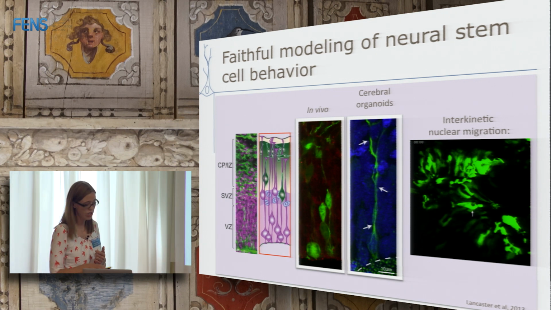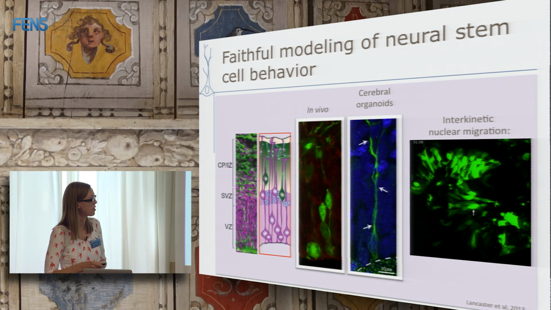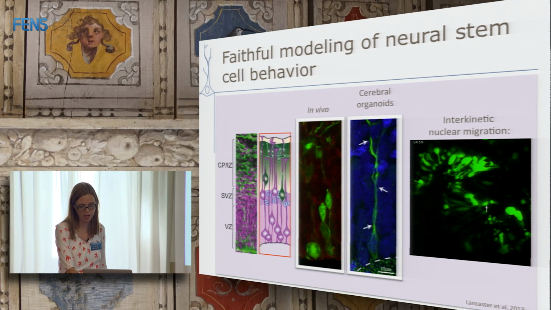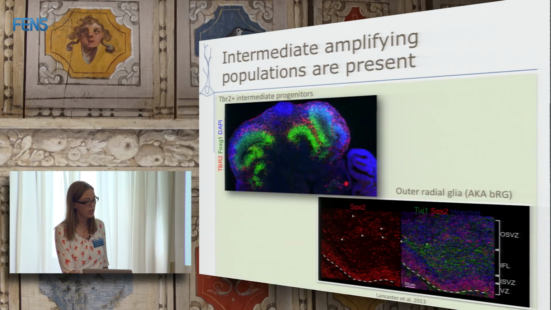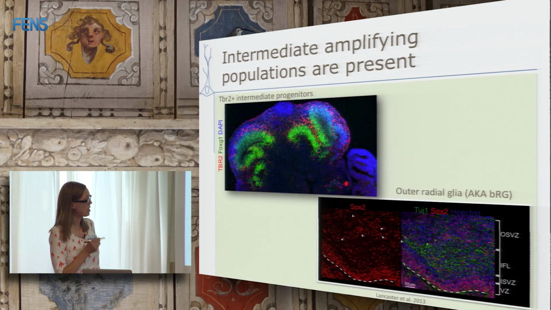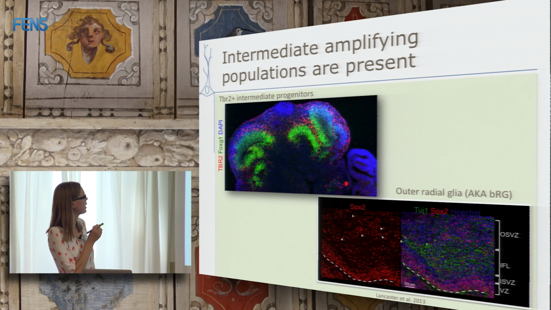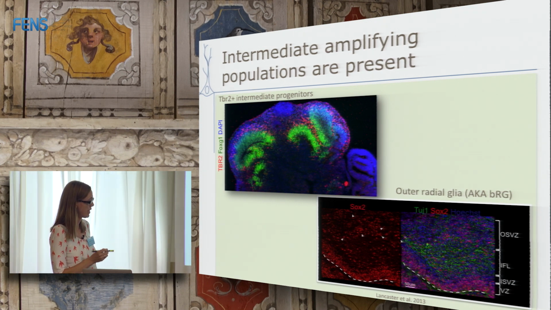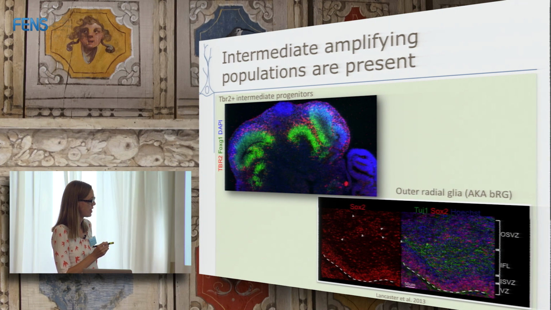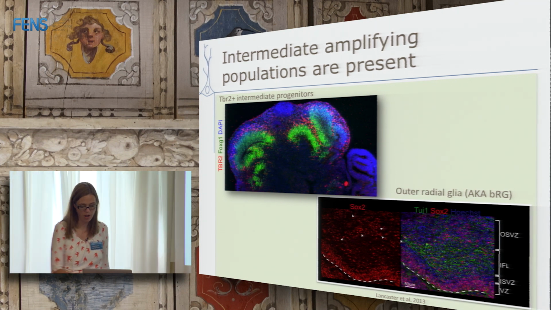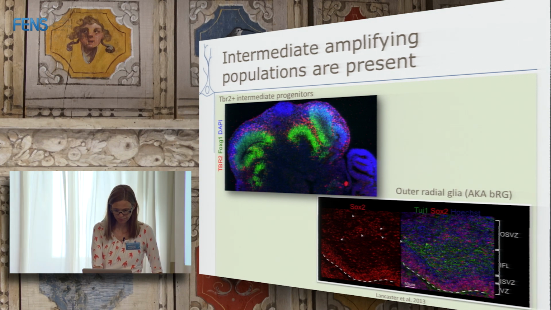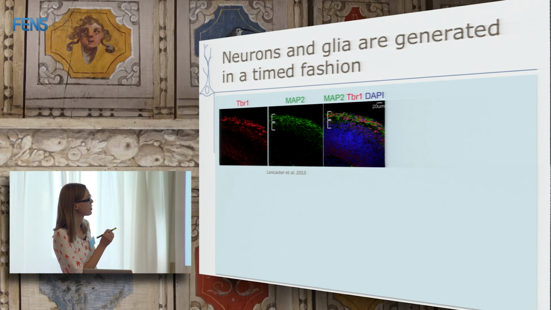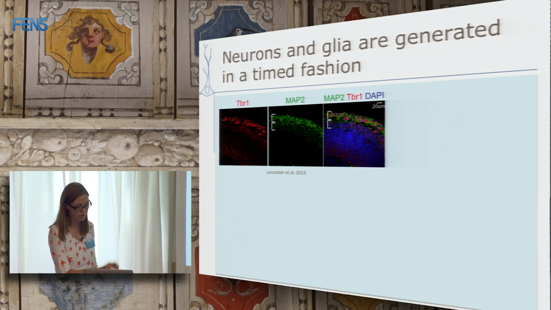They have the right morphology. They also undergo something called interkinetic nuclear migration, where they move their nucleus along the process timed with the cell cycle. We see various intermediate populations. I've already mentioned TBR2 here, but we also see these displaced radial glia, which are displaced from the ventricular zone. And these appear to be outer or basal radial glia. And of course, neurons are generated, and when they're generated, they properly leave the ventricular zone and cover the surface.